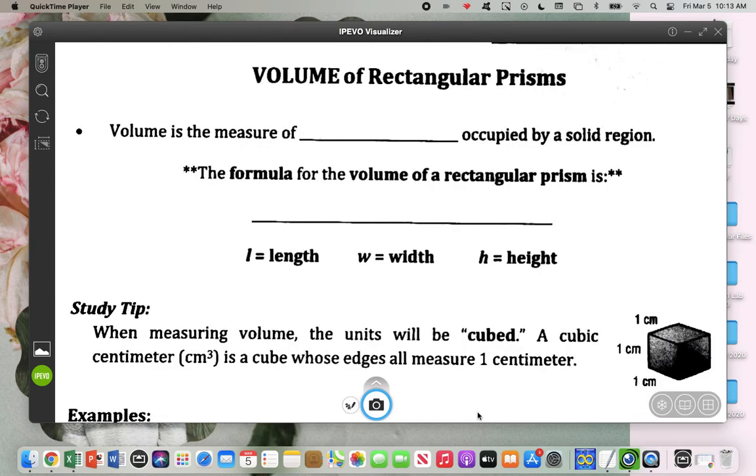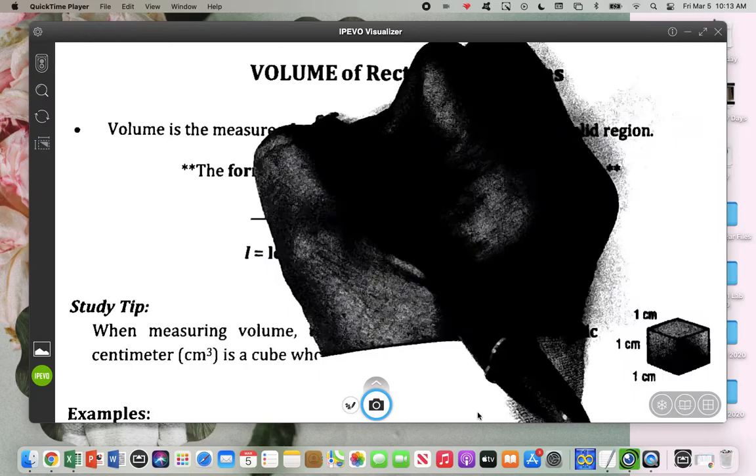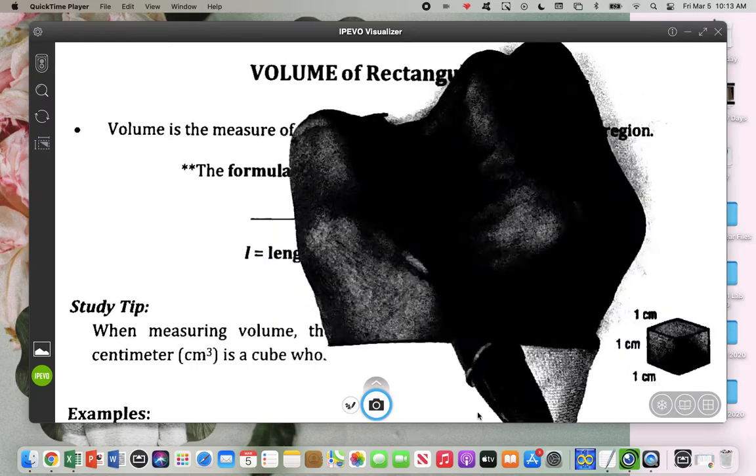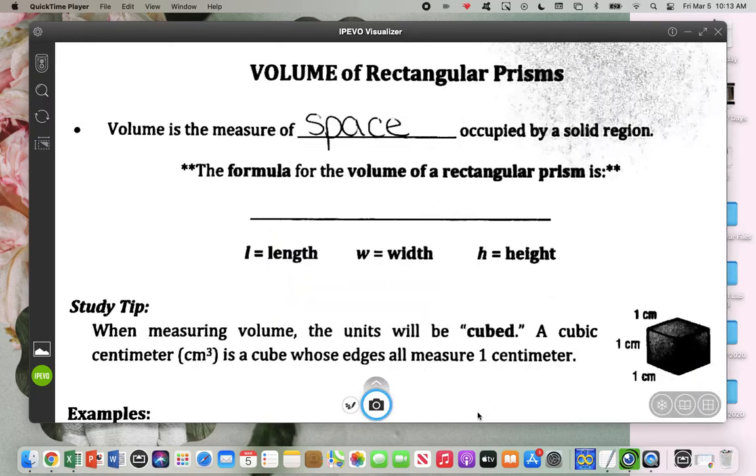And volume is actually the measure of space occupied by a solid region. So whenever we are doing volume, we are finding the measure of space. So I want to know how much area is inside, not on the outside, on the inside of a solid region. All right, so if I'm looking at this jar back here, and you guys can look here.